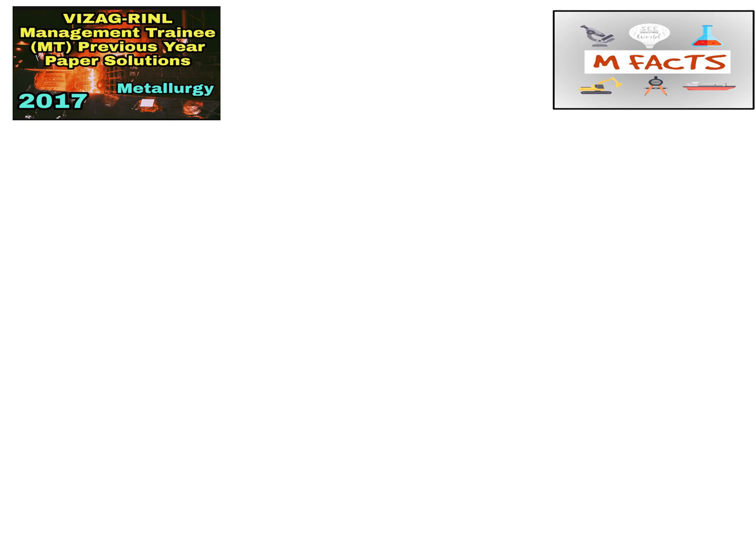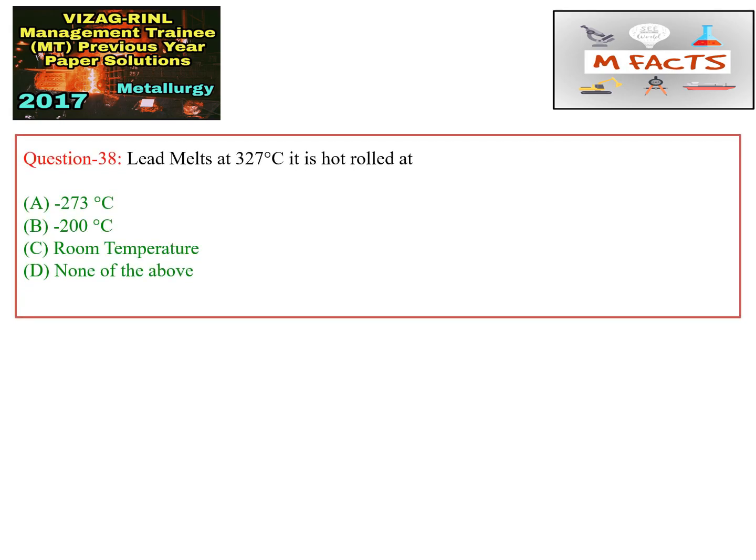So the first question of this video is: lead melts at 327 degrees centigrade. It is hot rolled at. So this is the melting point of lead given, and we know hot rolling we can do above 0.6 Tm. Tm is basically the melting temperature. They have given four options: A, minus 273 degrees centigrade; B, minus 200 degrees centigrade; C, room temperature; and D, none of the above.